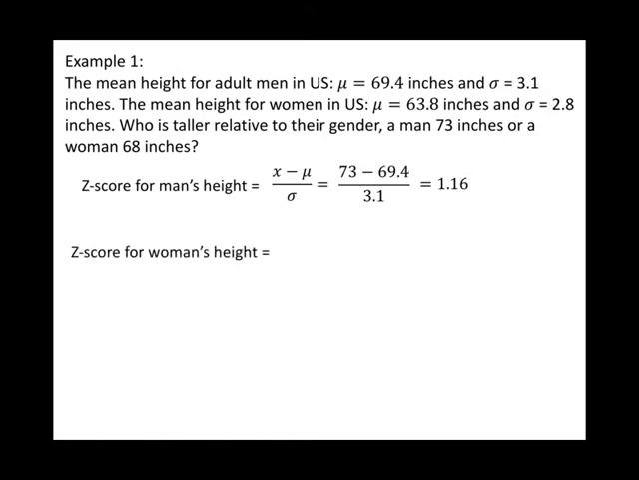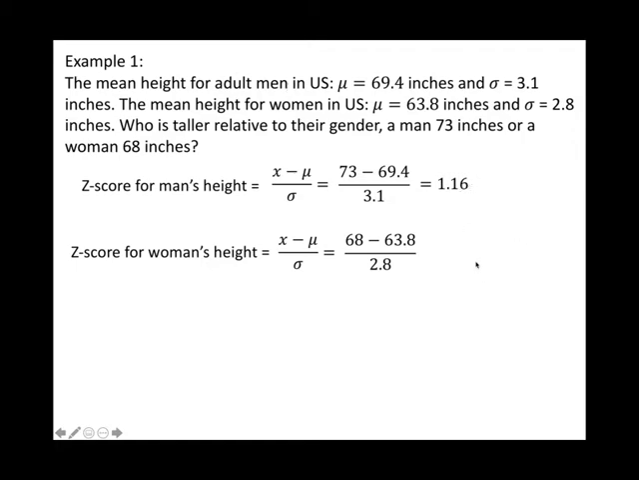Now, find the z-score for the woman's height. Use the same formula. Okay, check your work. You should get 1.5 here. So think about it, who is taller relative to their gender? The z-scores are 1.16 and 1.5.